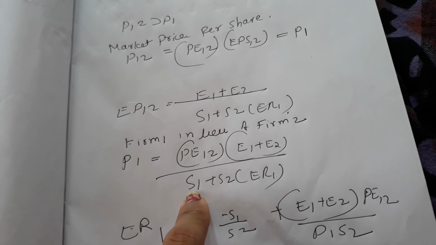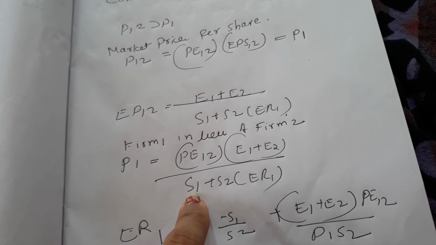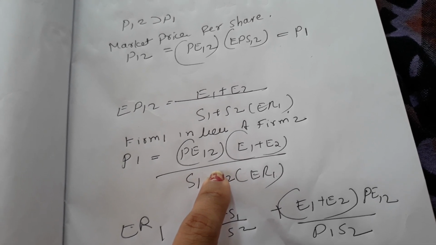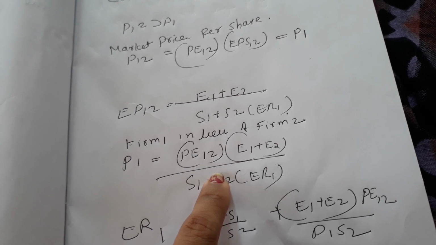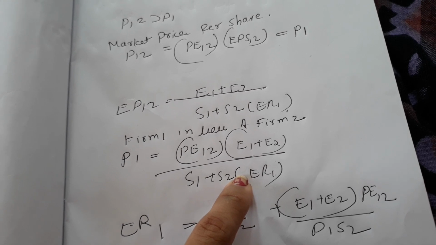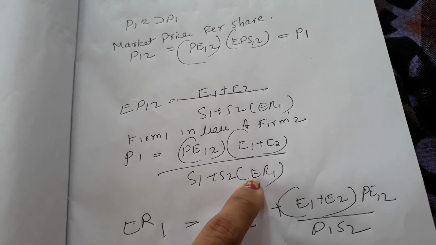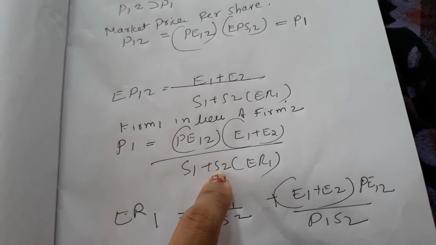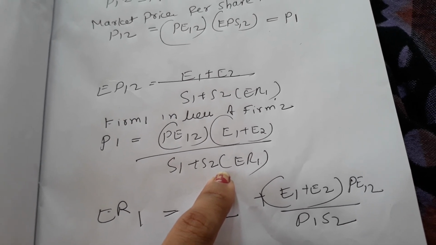Now let us go into P1. What is P1? P1 is the price of firm 1, that is the original firm. That is PE12, the price to earnings ratio of the combined firm, times the earnings of the first firm plus earnings of the second firm, divided by the total number of shares, S1 plus S2 into ER1. All of you got this?